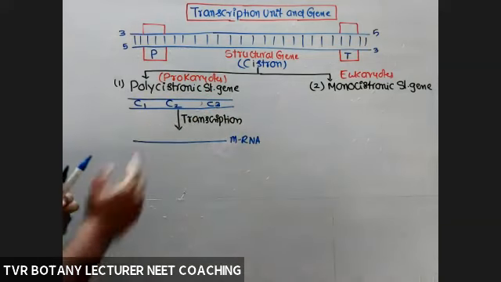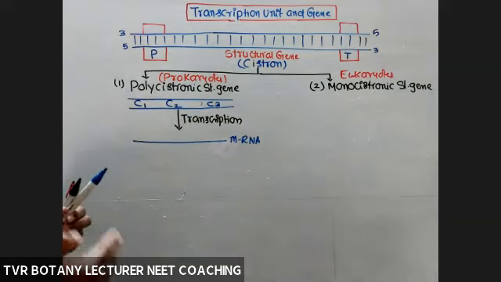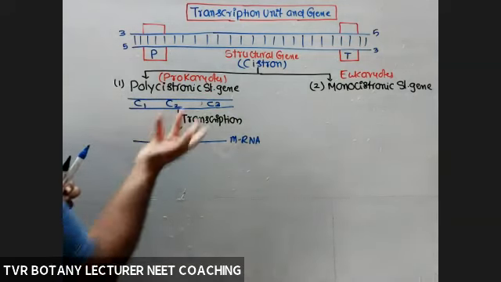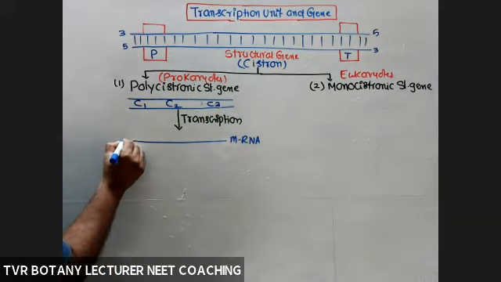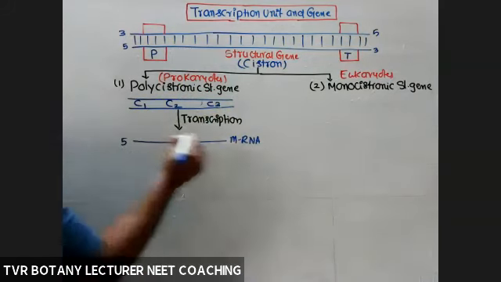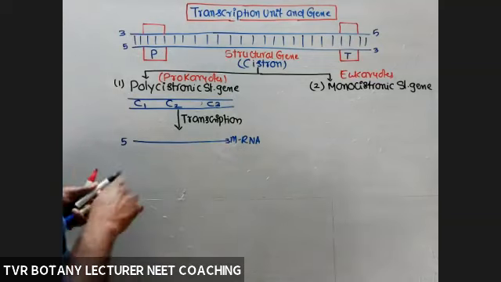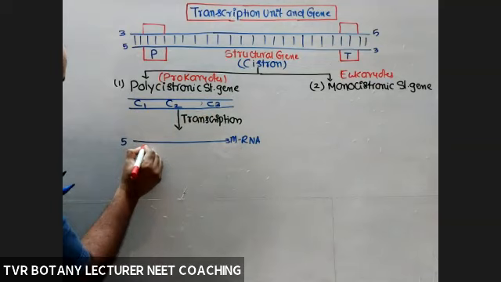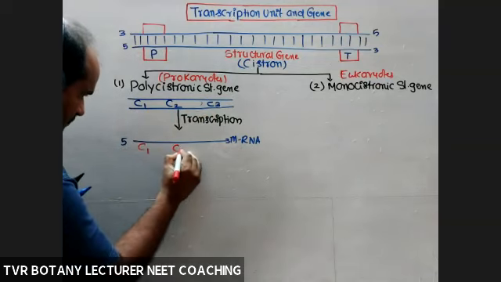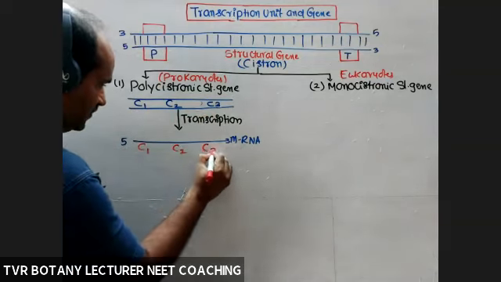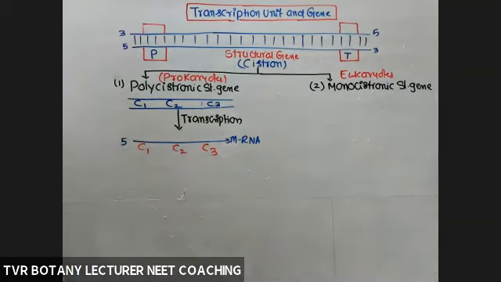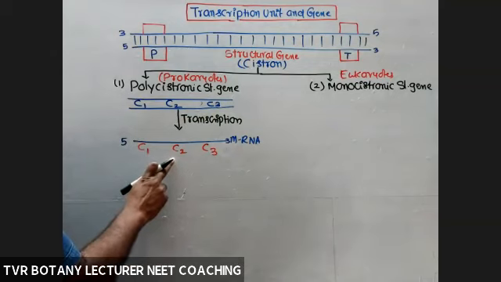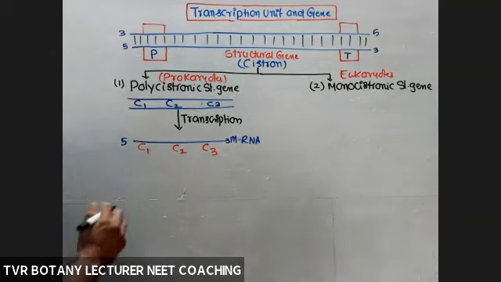Polycistronic means more than one: 2, 3, 4, 5, many are present. Here I'm taking three cistrons; you may take more than that also. So this is the 5' to 3' mRNA, with cistron 1, cistron 2, cistron 3. So this is definitely a tricistronic, polycistronic structural gene.